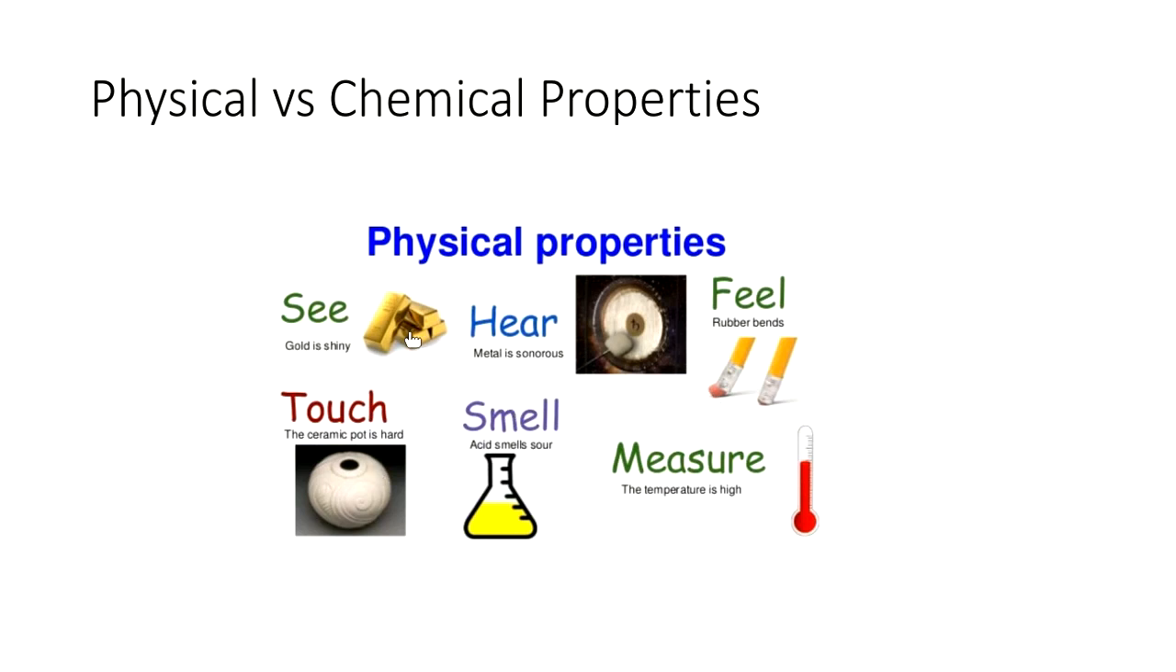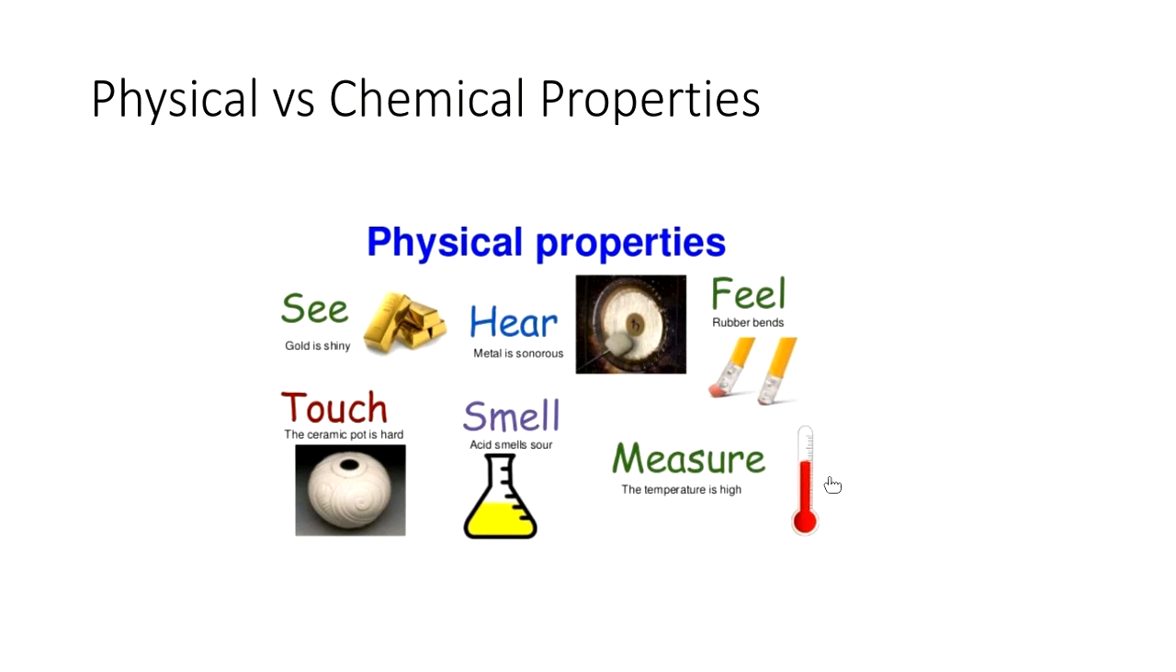So shine, ability to produce sound, the rubbery or soft or hard, or the smell, or a characteristic that we can measure. For example, we can measure the temperature, but we can also feel the temperature, right? We can feel if something is hot or cold, right? All of these are physical properties.